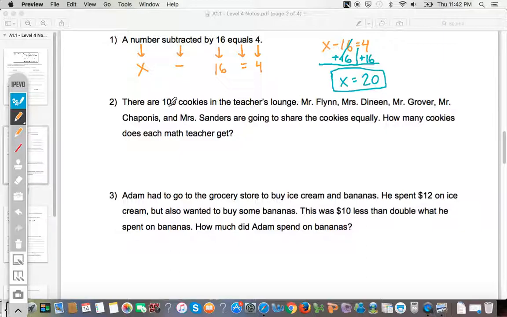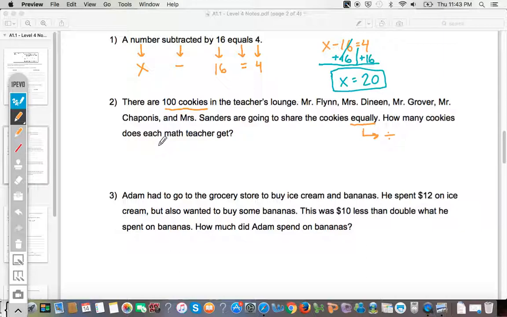Okay, so for the second example, there are 100 cookies in the teacher's lounge. Mr. Flynn, Mrs. Deneen, Mr. Grover, Mr. Chaponis, and Mrs. Sanders are going to share the cookies equally. So we know equally means we have to divide. How many cookies does each math teacher get?